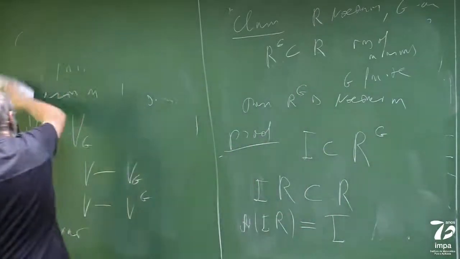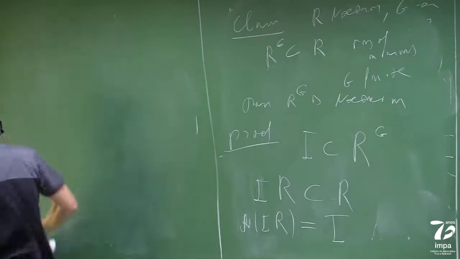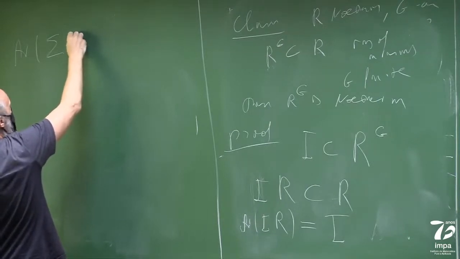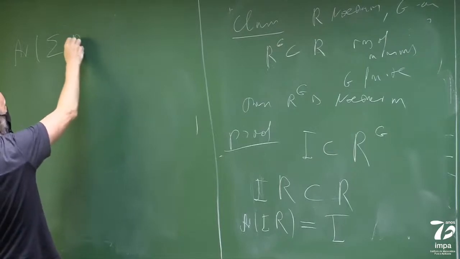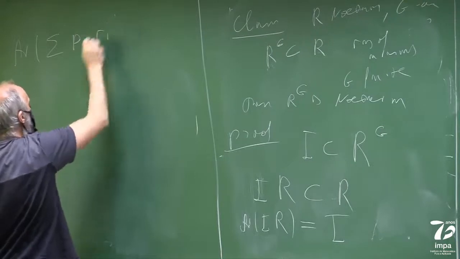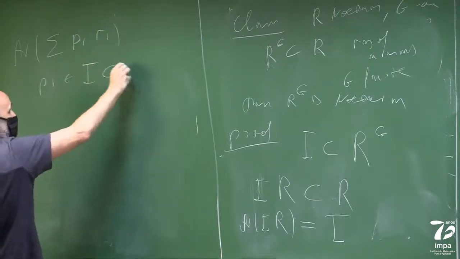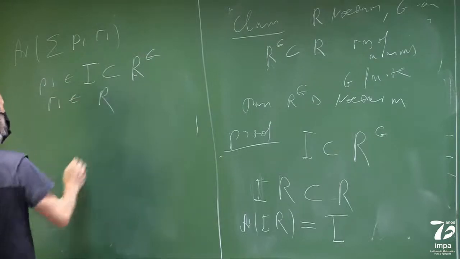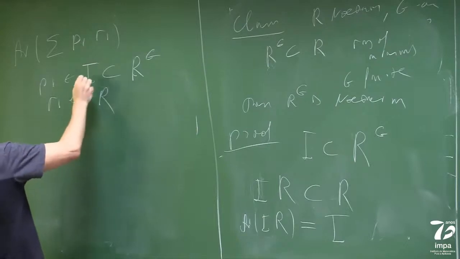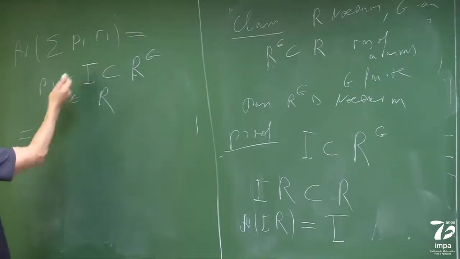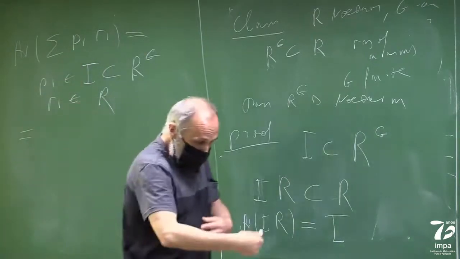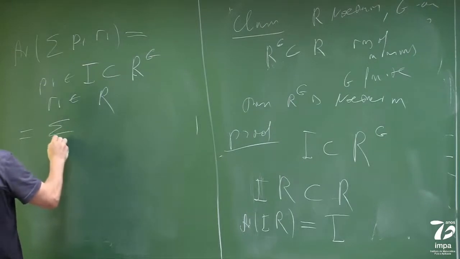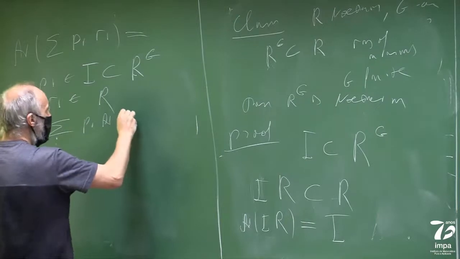So if you apply the averaging procedure to an element of IR, let's write it as a sum of p_i r_i, where p_i belongs to this ideal I, which is invariant, and r_i belongs to the ring R. So this sum will be equal to, because multiplication by p_i commutes with averaging because it commutes with the group action, p_i is already invariant. So this will give you the sum over i, where you take p_i times the average of r_i.